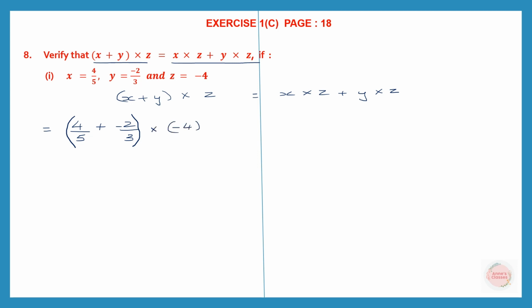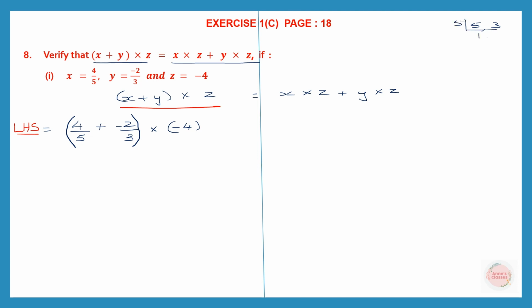So first we're going to work out the left hand side. So this is the left hand side, and LHS stands for that, and we're going to work this out. Now if you look at this, 4 by 5 plus minus 2 by 3, we have to add up the two rational numbers. Denominators are different. So we must find the LCM of 5 and 3. So let's do that. LCM of 5 and 3.